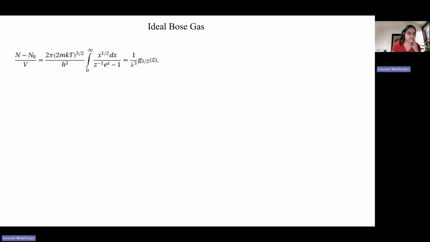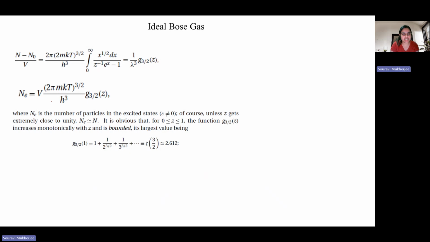So N minus N naught by V is given by this relation here. N minus N naught by V is equal to 1 by lambda cube G 3 by 2 Z. Now, what is this telling us? Here, N minus N naught means the total particles minus particles in the ground state, which equals the number of particles in the excited state. So Ne becomes equal to V into (2 pi m kT) to the power 3 by 2 by h cube, times G 3 by 2 Z.